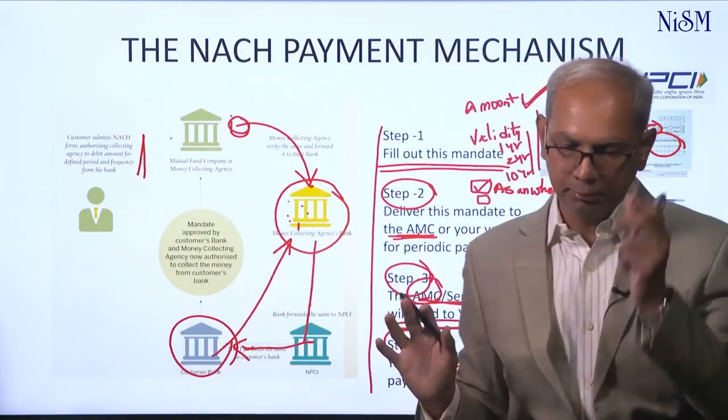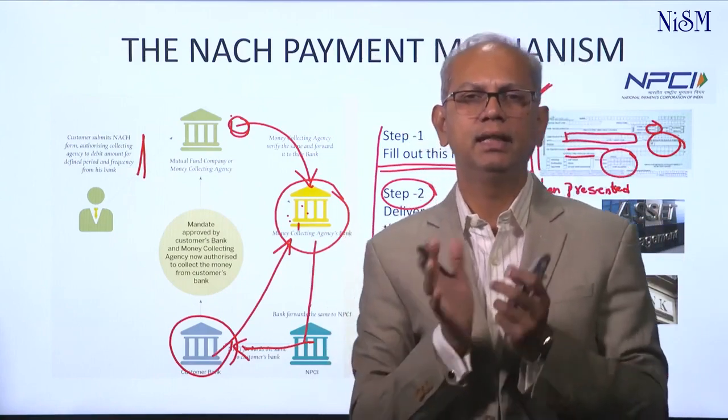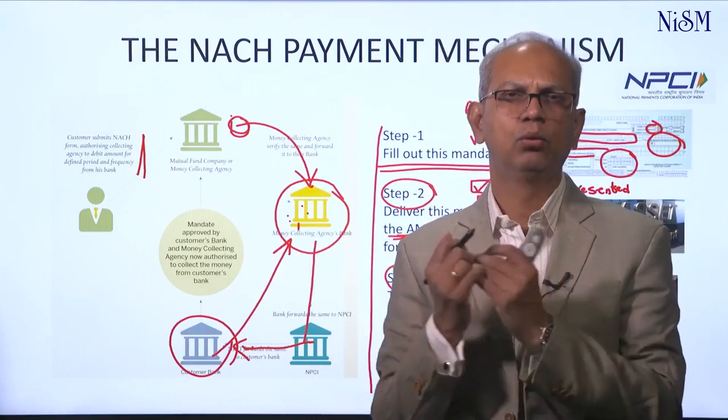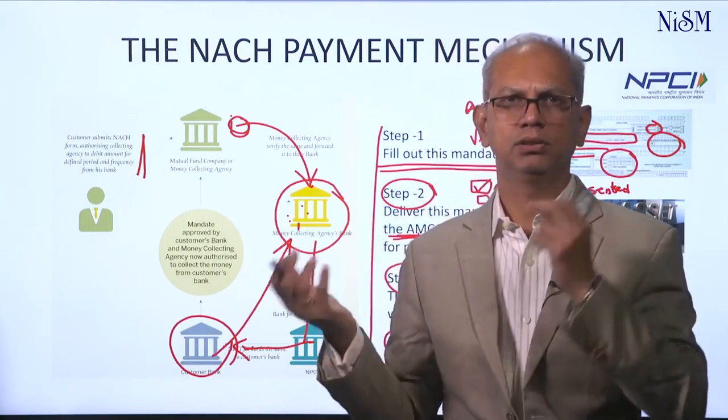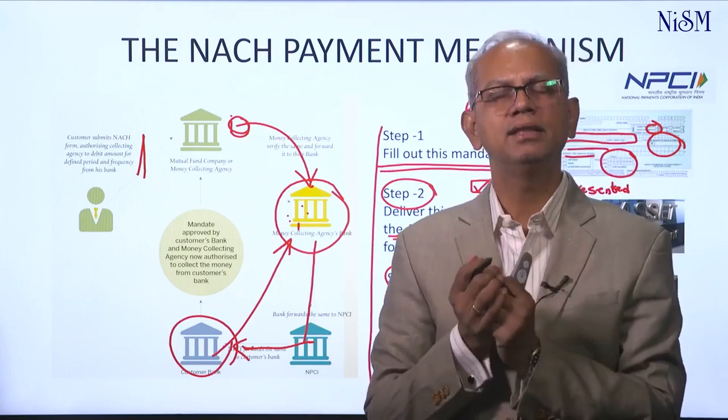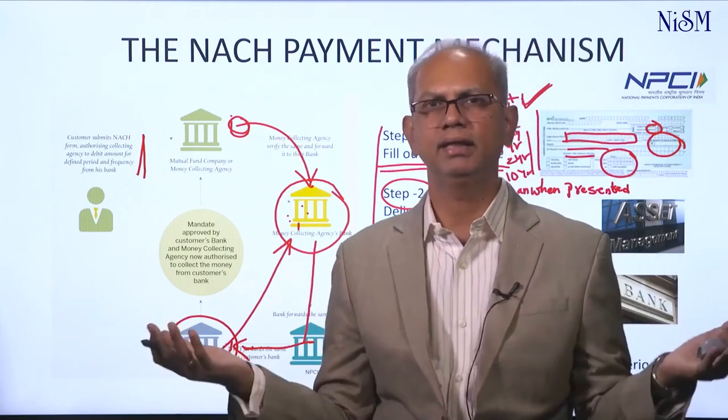In terms of an SIP, what happens is, once the funds get debited to your bank account, they go to the AMC's bank account, because the mandate is registered, and the AMC therefore allots the units to your account, right? As simple as that.